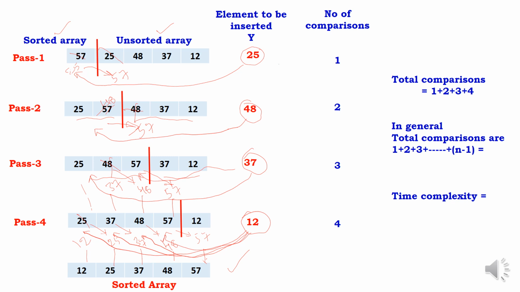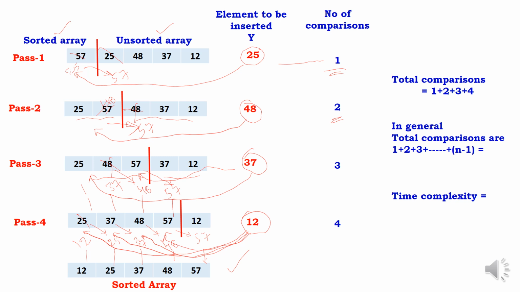Now, in the first pass, we made only one comparison. 25 is compared only with 57. So the number of comparisons is 1. In the second pass, 48 is inserted. 48 is compared with two elements. So there are two comparisons.